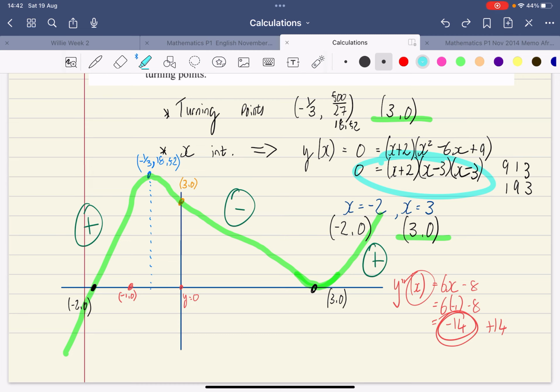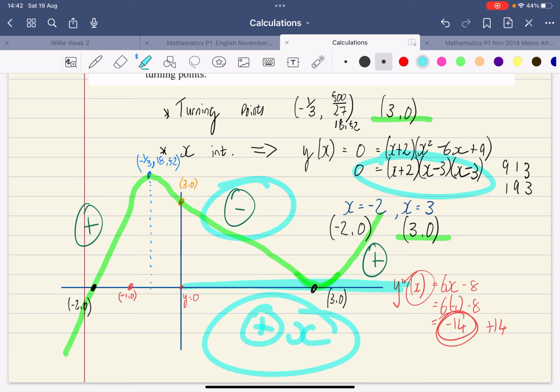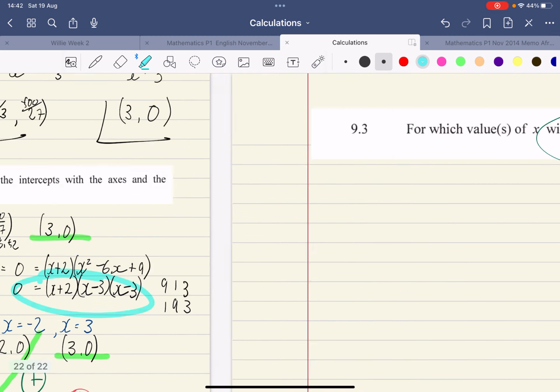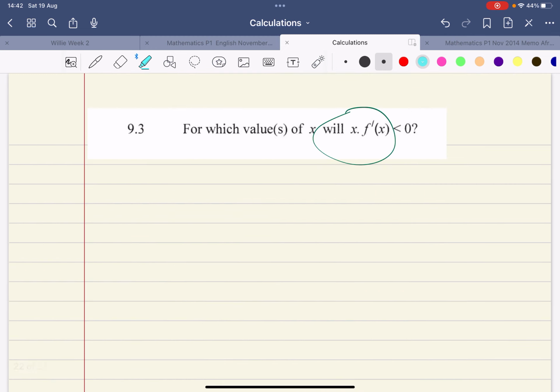So if x is positive, we just have to think about this, not too difficult. If x is positive from here, and negative over here, all values of x are positive. So what's x times a negative when x is positive? That's negative. So if we look at our question, that's exactly what they want. They want when x times f dash of x is negative. So let's write this down actually.